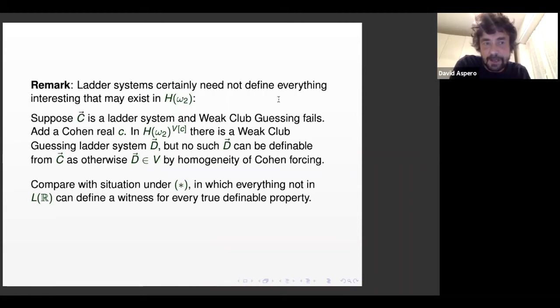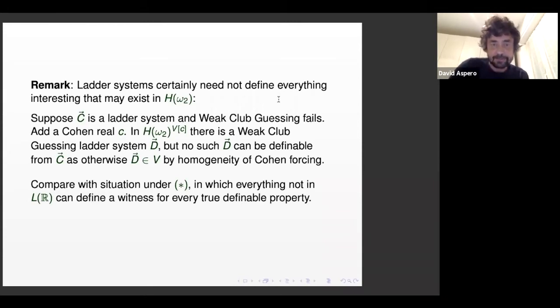For example, you can have a ladder system where weak club guessing fails, but now you add a Cohen real, and in H omega 2 of the extension, there is a weak club guessing ladder system D, but no such sequence can be definable from the original C, because otherwise D would be in the ground model by homogeneity of Cohen forcing. So compare this situation with the situation on the star, in which everything which was not in L of R defined a witness for every true definable property.